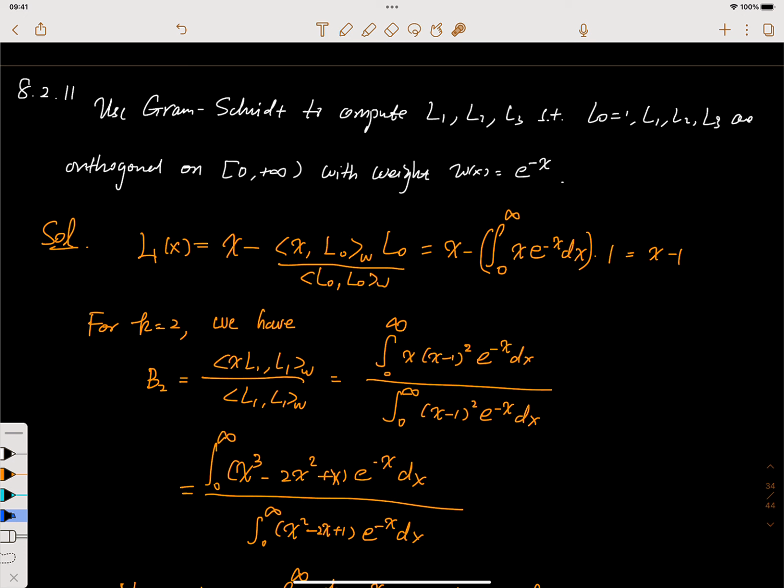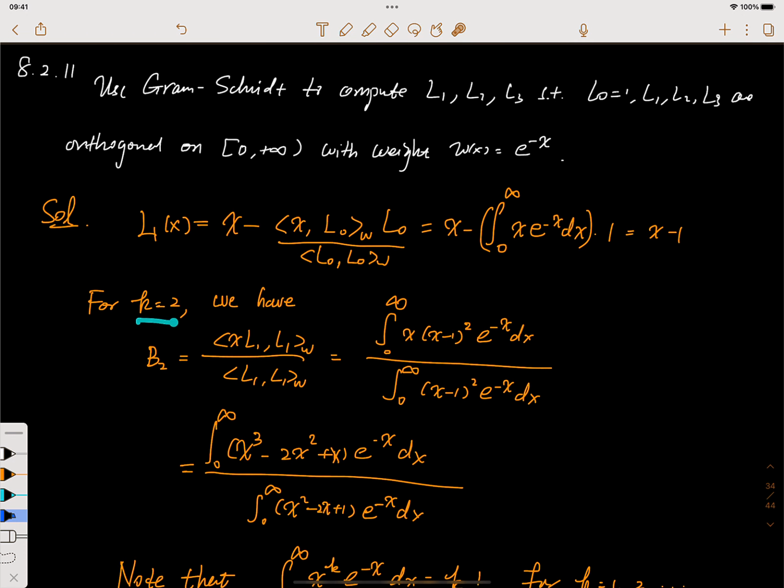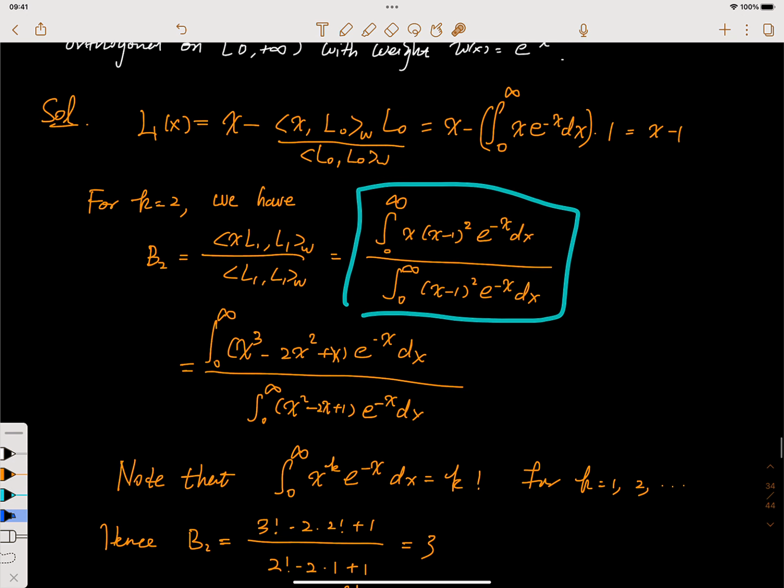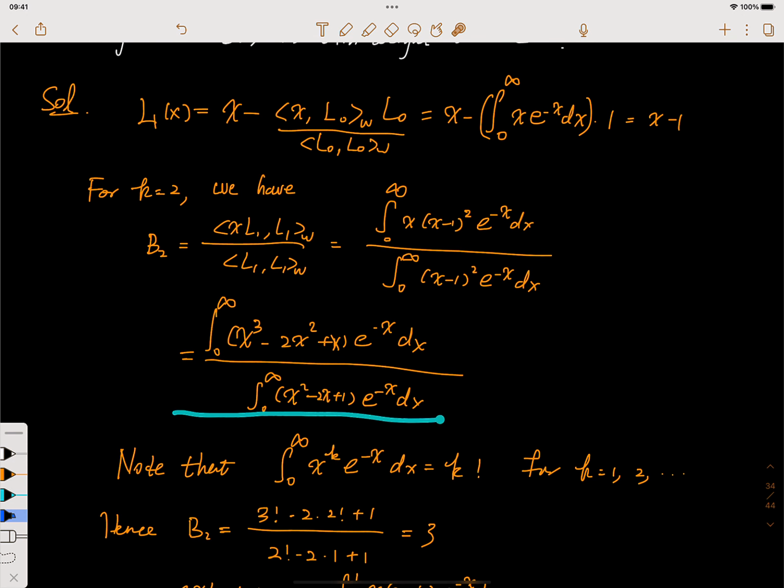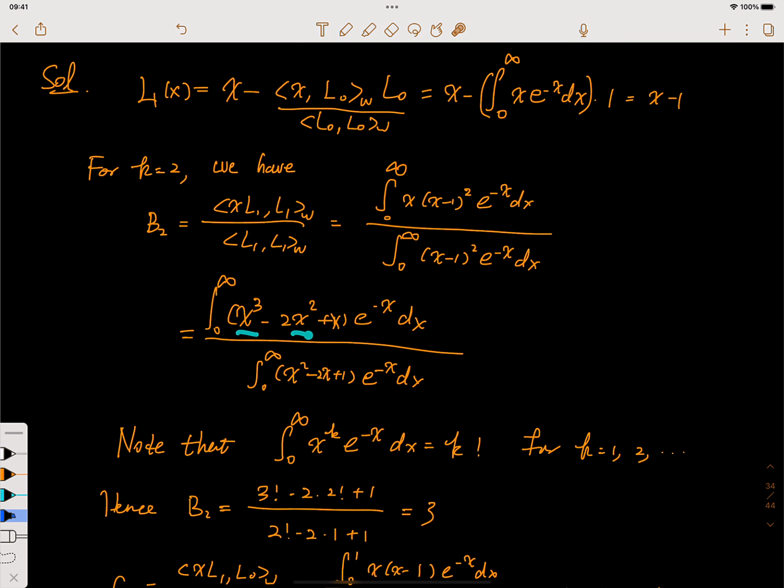Now for the later ones, for example, for k equals 2, we need to compute B2 and C2. For B2, the formula is this. Then you just need to plug in x, L1, which is this one here, and the w, which remember is just e to the negative x. So you plug in everything, you get this one here. Now you expand it, you get this. Now the question is, there are lots of terms like this times e to the negative x.